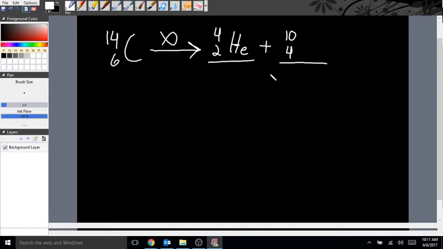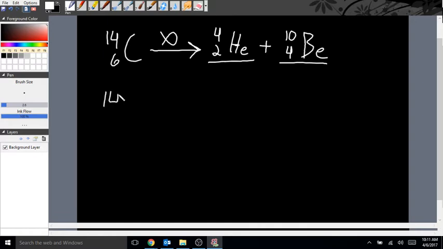So now I need to go to my periodic table. I need to find the element with an atomic number of 4. And that should be beryllium. All right. So really with alpha decay, what we're finding is the mass numbers are going down by 4. The atomic numbers are going down by 2.